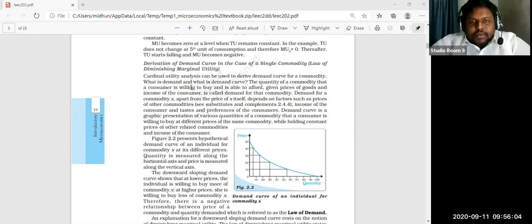Demand for a commodity X, apart from the price of X itself, depends on factors such as the prices of other commodities, the income of the consumer, and the taste and preferences of the consumers. Underline that too: income of the consumer, and taste and preferences of the consumer. Is this idea clear?